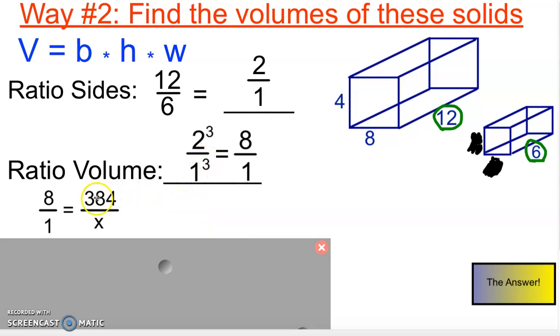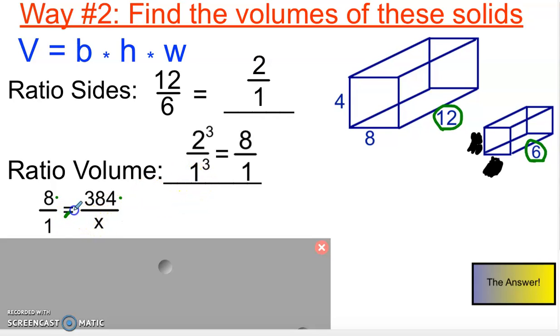So I set up a proportion. So the ratio of the volumes is 8 to 1. So give me 8 to 1 equals 384 over x. The reason why the 384 goes on the top is because it's got to correspond with the 8. So the big volume is on the top.